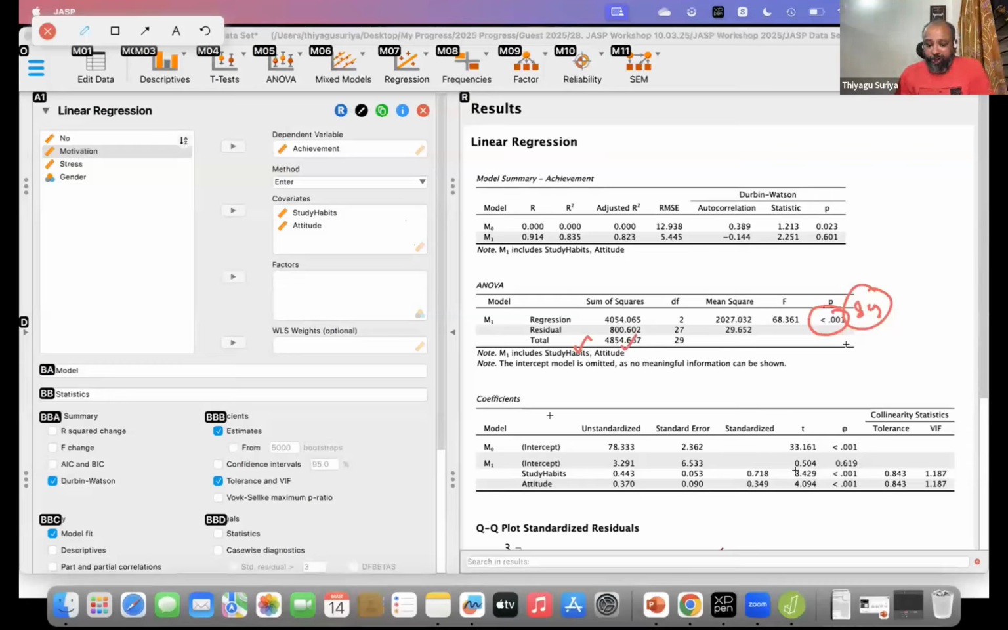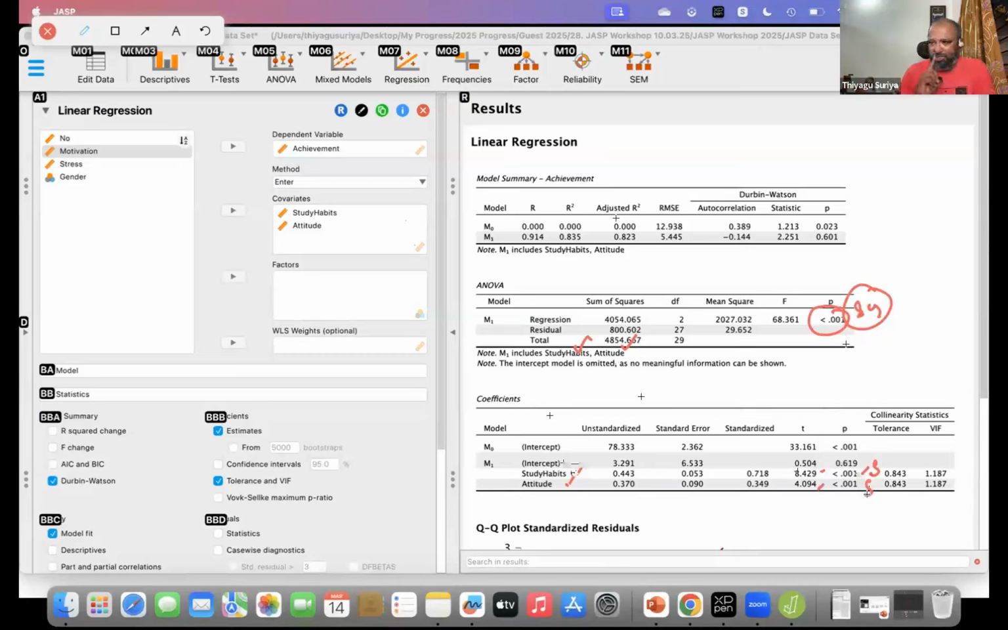Right now, we can see this. One more thing I forgot to tell you before. Now you can see whether study habits and attitude separately contributed. For this, we have the T scores. You can go with the study habits p-value. Therefore, study habits are significantly contributing. Attitude is also significantly contributing. Therefore, what is the meaning? Both study habits and attitude are significantly contributing to the dependent variable.